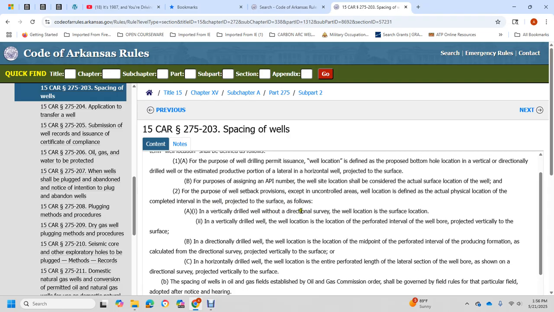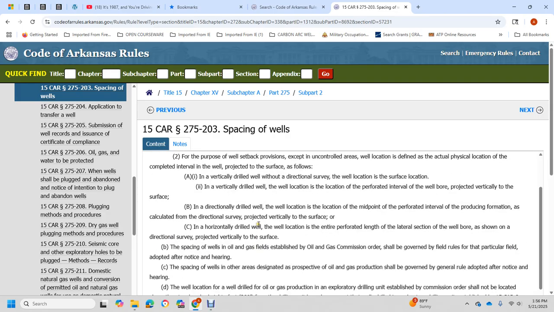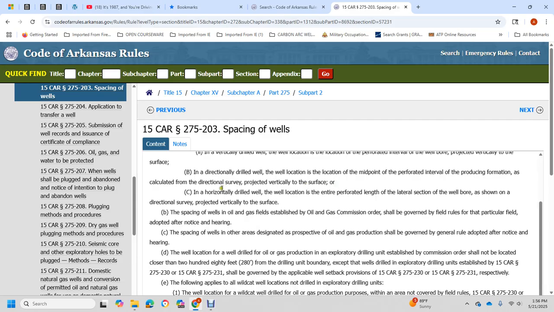In a vertical drilled well without a directional survey, the well location is the location of the perforated interval of the well bore projected vertically. In a directionally drilled well, the location is the midpoint of the perforated interval of the producing formation, calculated with a directional survey and periodic vertical survey. For a horizontal drilled well, the location is the entirely perforated lateral section of the well bore shown on the directional survey, with the periodic projection and vertical survey.